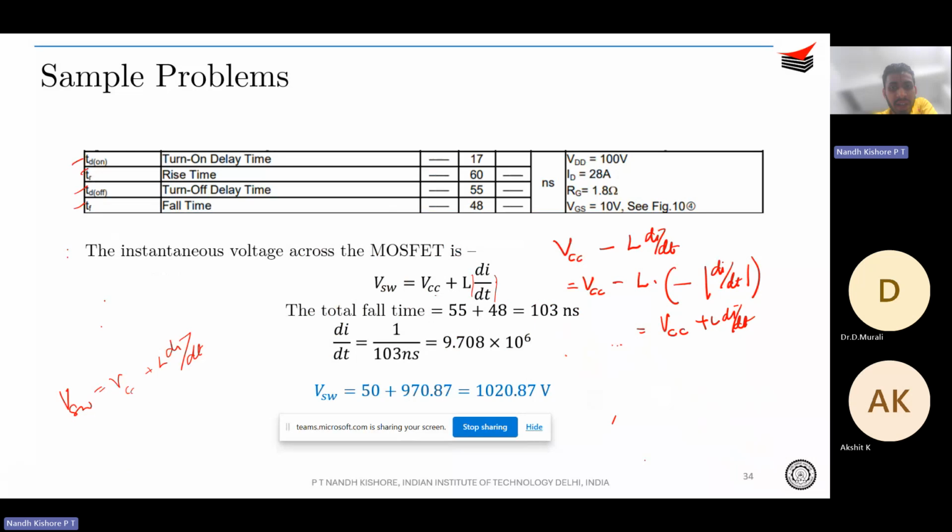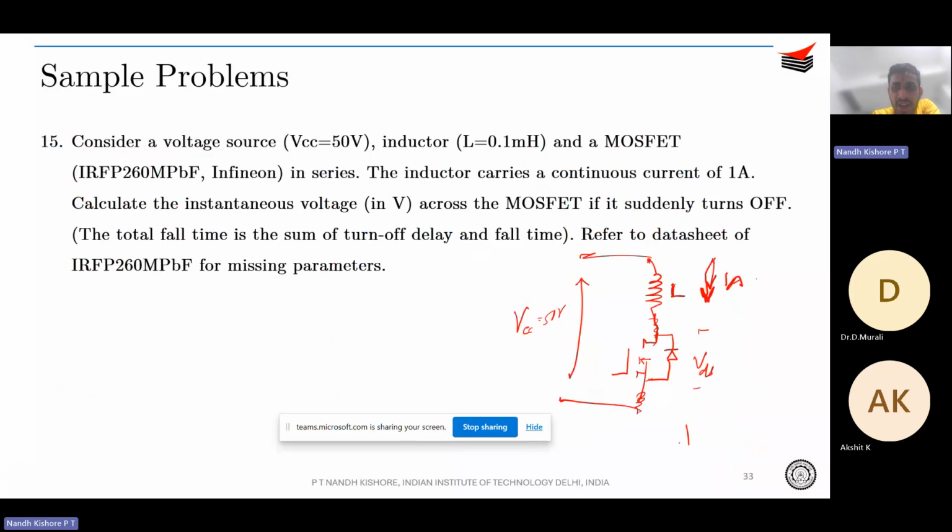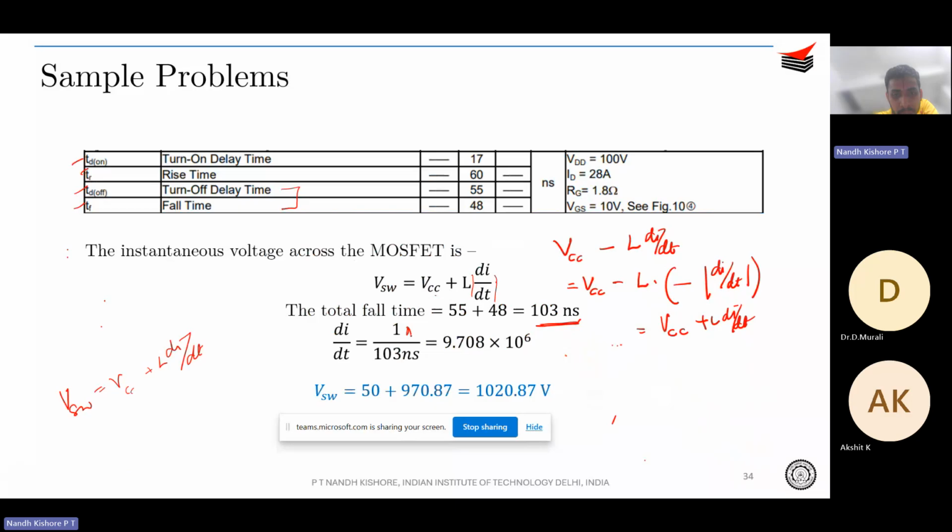So the total fall time, you can understand that it is going to be the turn off delay time plus the fall time together, which is 103 nanoseconds. Okay. So the di by dt is what? Di by dt is 1 by 103. Why 1 by? Because the current is 1 ampere. Correct. So current is 1 ampere divided by 103 nanoseconds. Okay. This is in ampere per second. Right. So this is your di by dt.